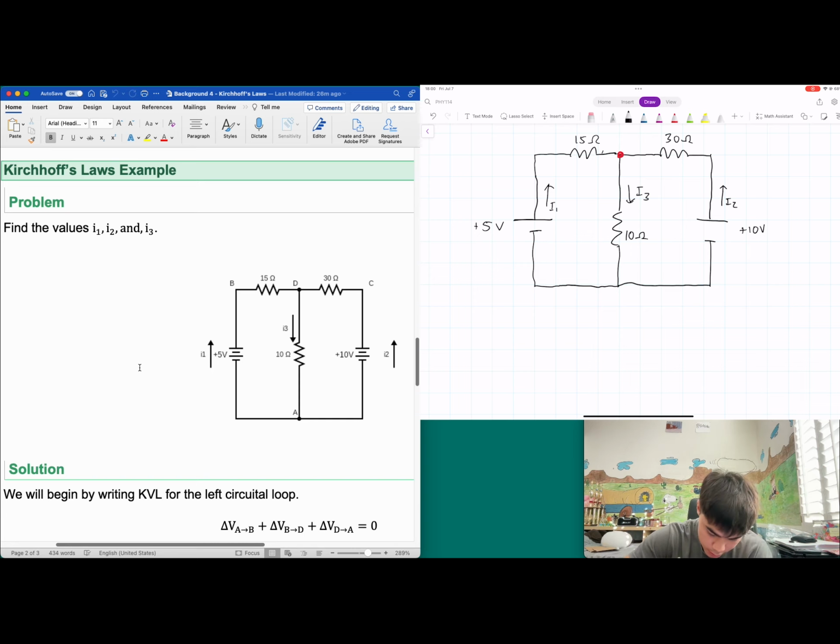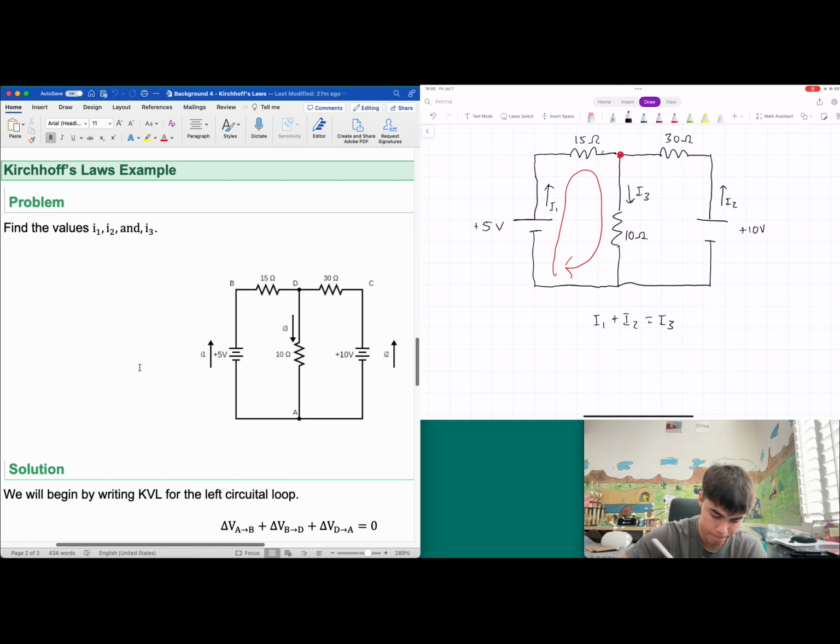So that gives us I1 plus I2. We have I1 flowing into the node, I2 flowing into this node, and I3 flowing out. So current in equals current out. So you have I1 plus I2 equals I3. Then I'll write Kirchhoff's voltage law for this loop here.